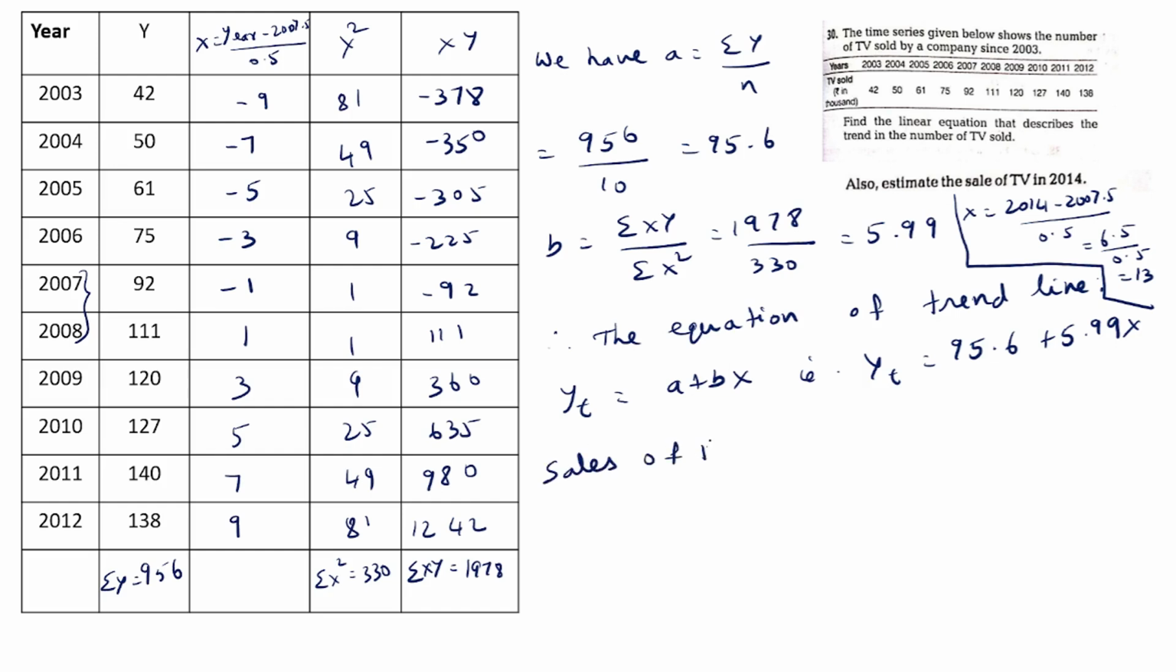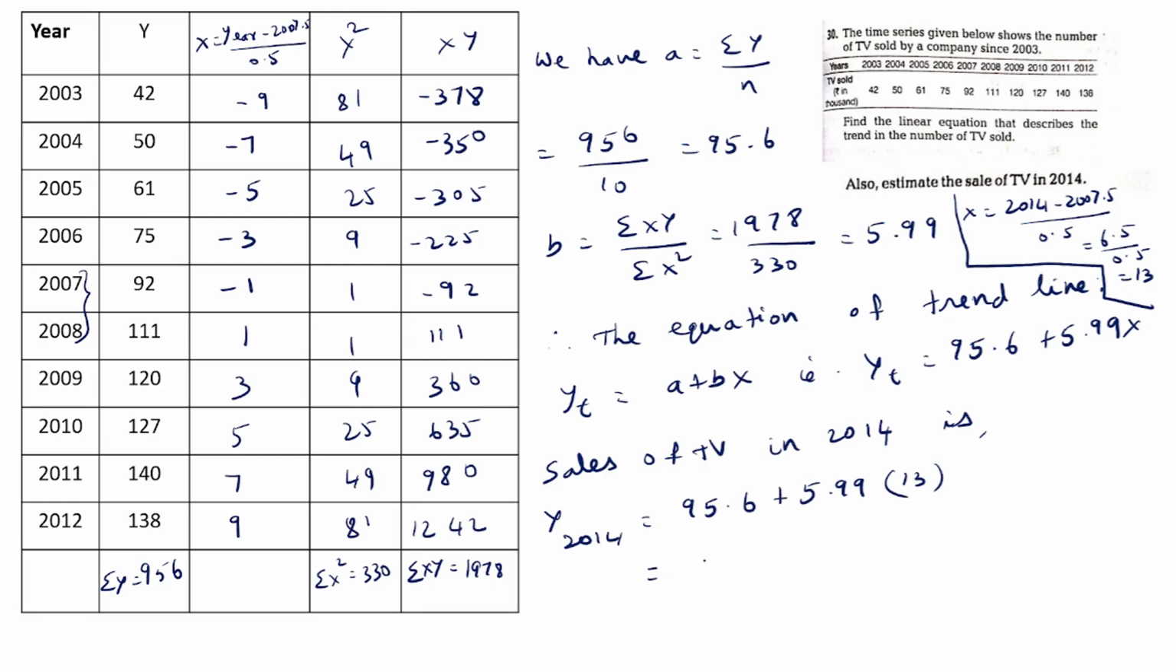Sales of TV in 2014 is y 2014. This is equal to 95.6 plus 5.99 into, in place of x we have 13. That is 2014 minus 2007.5 upon 0.5. So it is 6.5 by 0.5, which is 13.